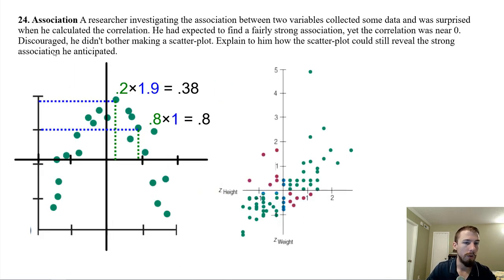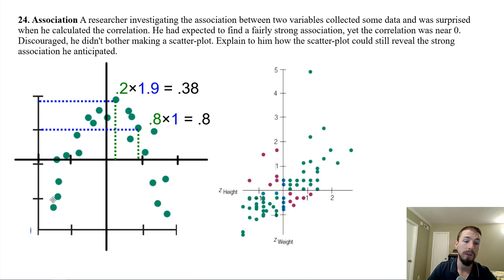All right, 24. A researcher investigating association between two variables collected some data and was surprised when he calculated the correlation. He had expected to find a fairly strong association, yet the correlation was near zero. Discouraged, he didn't even bother to make a scatter plot. Explain to him how a scatter plot could reveal the strength of the association that he anticipated.